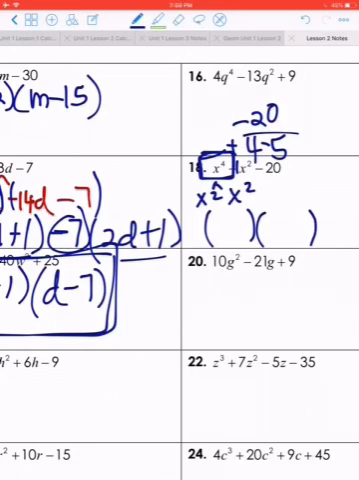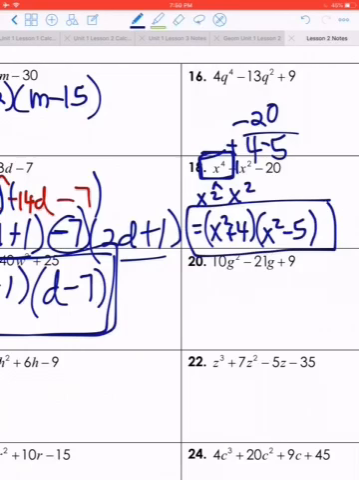Alright, so this would factor to x squared plus 4, x squared minus 5. Okay? And you obviously can have those binomials flipped around, because when you double distribute, you're going to get the same thing anyway.